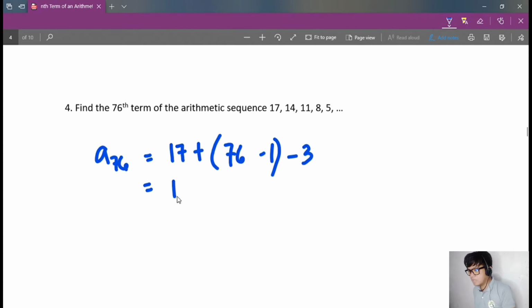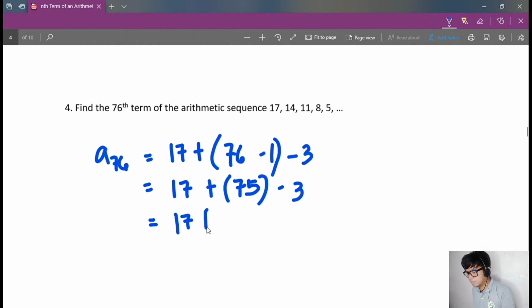So, 17 plus 75 times negative 3. 17 plus 75 times negative 3 is negative 225.